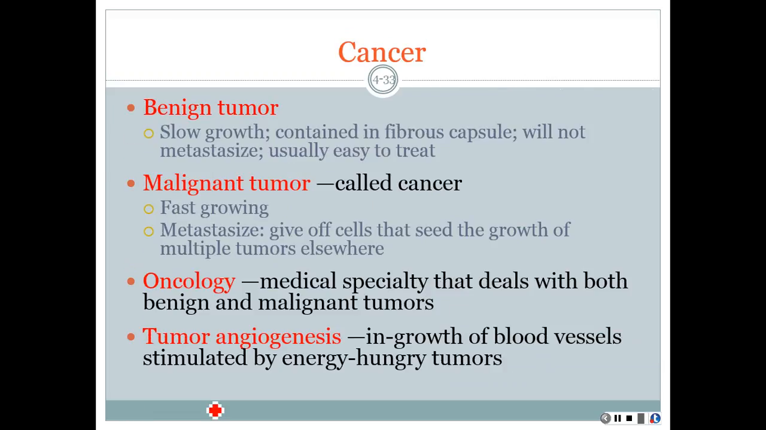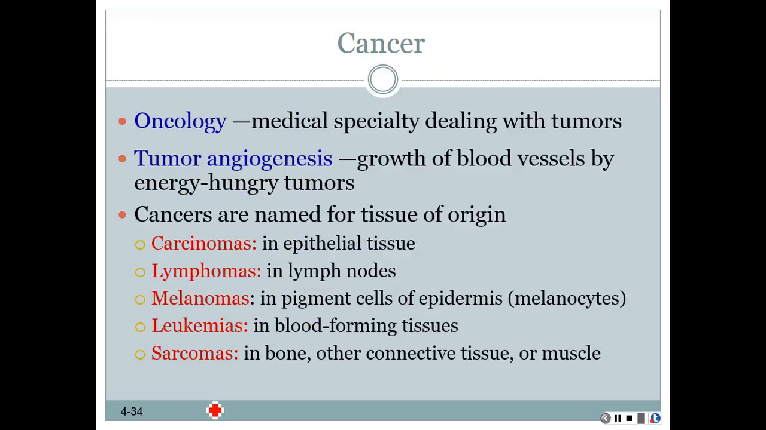Are we dealing with the skin? Are we dealing with lymph nodes? Are we dealing with pigment cells? Are we dealing with blood-forming tissues such as the bone marrow? Are we dealing with bone or other connective tissues or muscles? It all depends on where the cell is originating from. Okay.